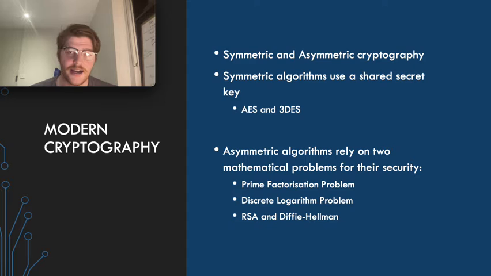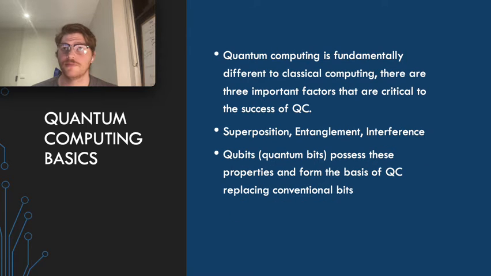Importantly for asymmetric cryptography, all of these algorithms are based on either the prime factorization problem or the discrete logarithm problem. Both of these are considered to be secure as they take classical computation exponential time. However, this is not the case for quantum computing, as we'll see.